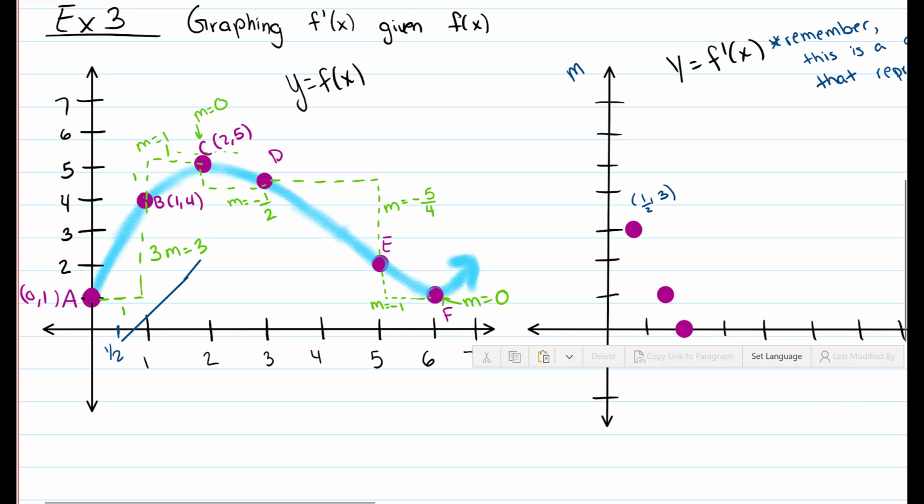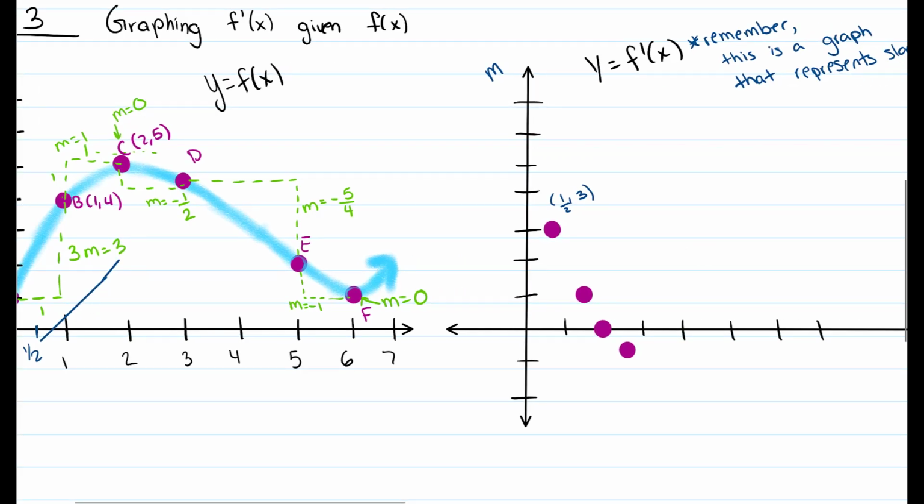So at 2, I have an x-intercept for the slope. And then the next one between C and D is between 2 and 3. So at 2.5, I have negative 1/2. And then between D and E, I go from 3 to 5. So the average is 4, and I have negative 5/4 as a slope. And then at 5, I have a slope of negative 1. And then at 6, I have a slope of 0.